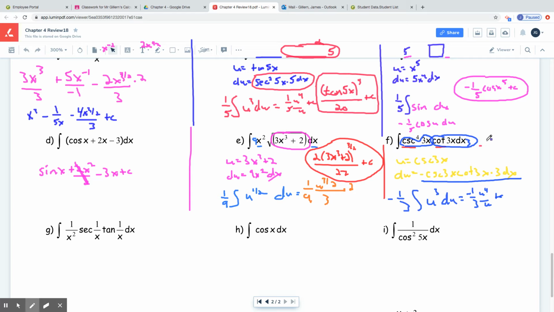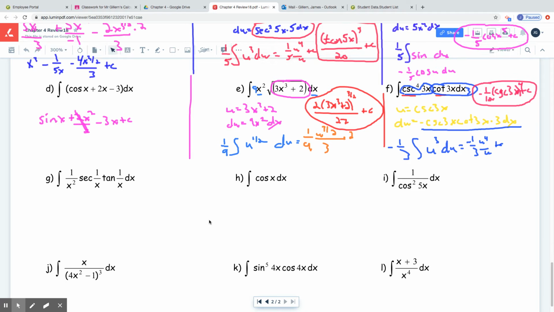For a final answer, just plug it in: negative 1/12 cosecant 3x plus c. Oh, and it's to the 4th. Negative cosecant 3x to the 4th all over 12, or you put the negative out front. Doesn't make a difference.